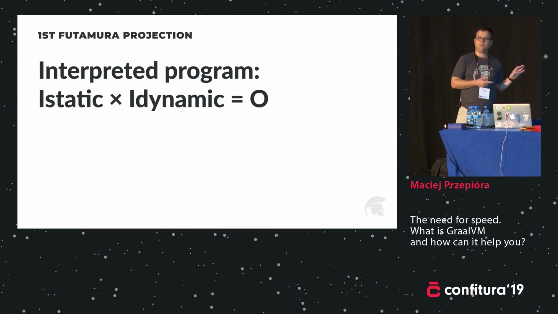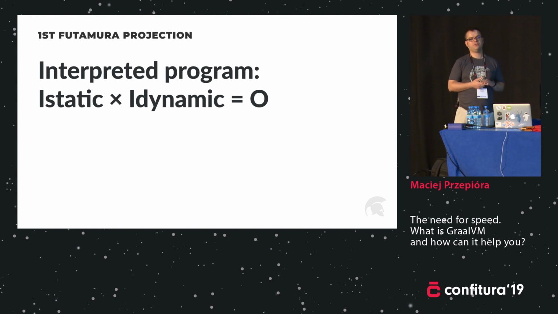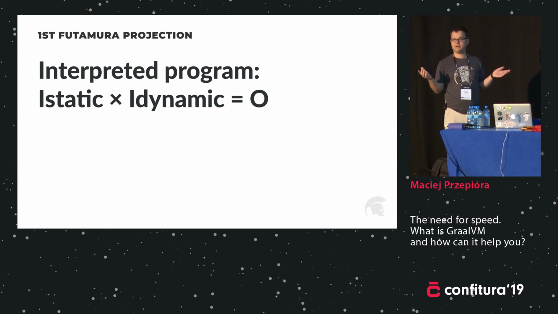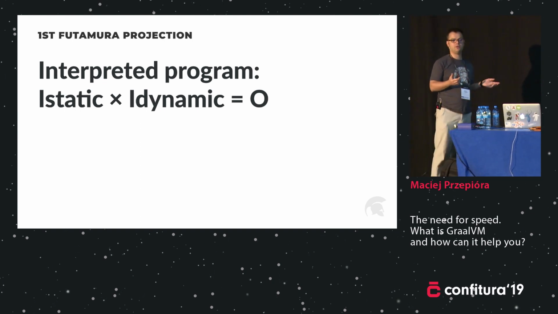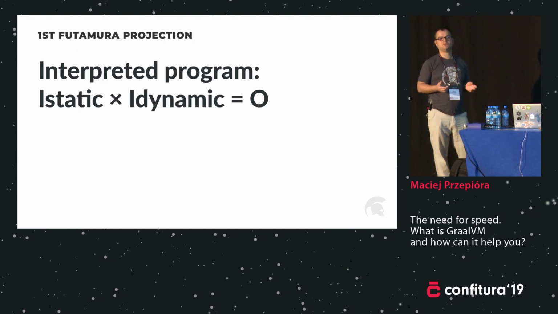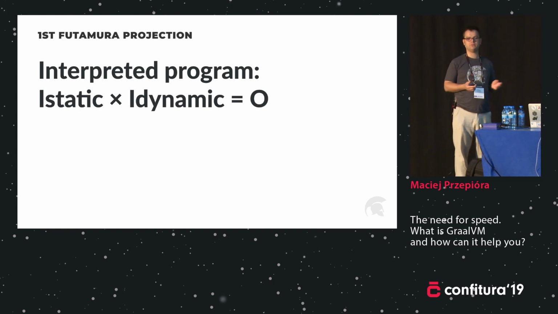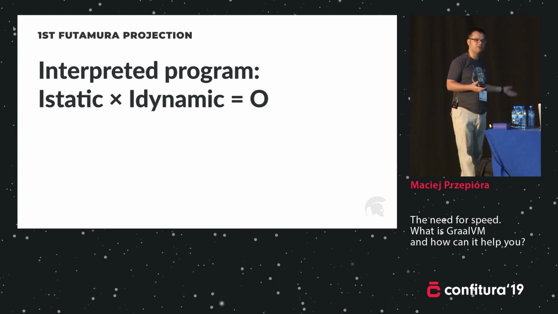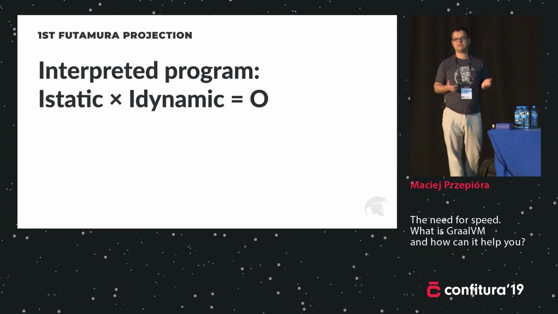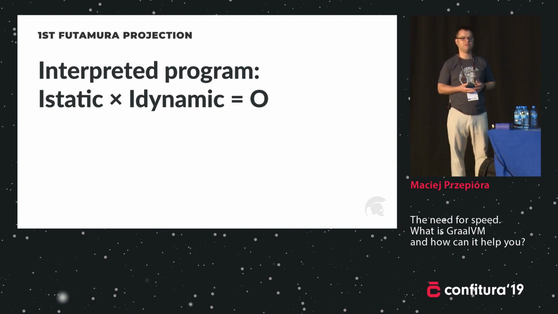But there's one more question. What if we have, let's say, Ruby? In the case of Ruby, there are lots of C extensions to the language. If you have a gem, a Ruby library, it can be written in Ruby, but usually if it's slow, it will be re-implemented in C.